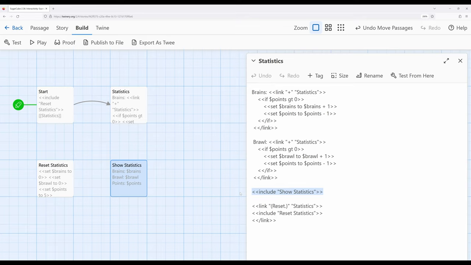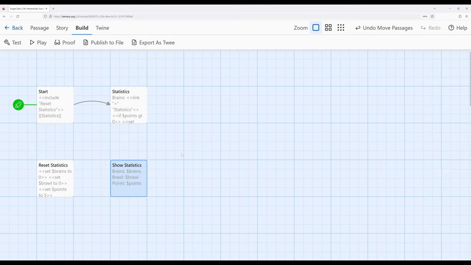Potentially later in the story, if it got more complex or had more passages, I could simply include this single passage, which has those three things I might want to show, instead of writing the three lines again. Again, improvements depending on your perspective, and depending on author preferences as we create interactive stories. Thanks for watching.